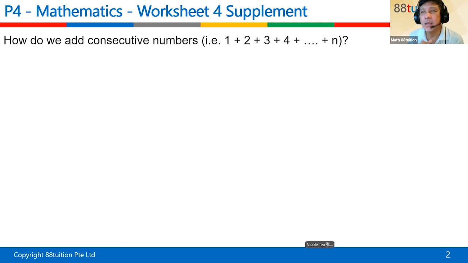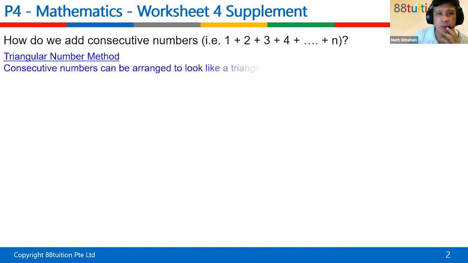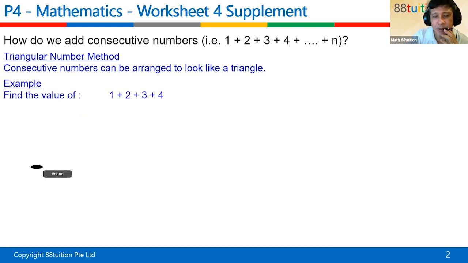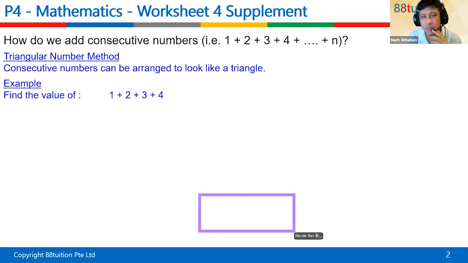Now, when we are talking about a staircase, actually, triangles come from half of a rectangle. Let me show you how it looks if I represent numbers using little squares. If I arrange them, it will look something like that. For example, let's start with something very simple: what is 1 plus 2 plus 3 plus 4?